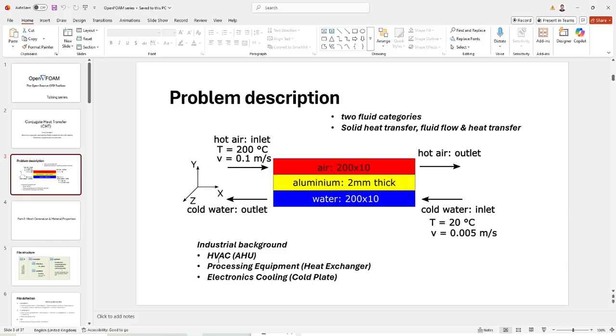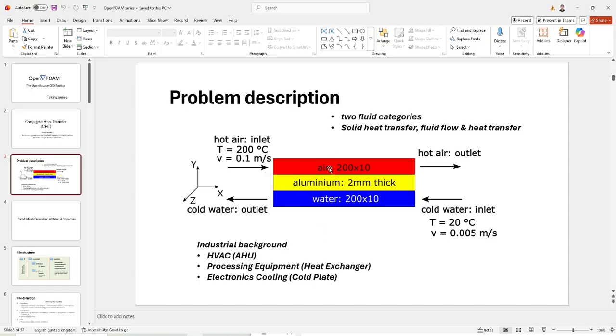For example, in heating, ventilation, and air conditioning, we have some air handling units. The air is flowing through, and cold water or hot water is here. We need to cool the water, cool the air, or heat the air by using water. Of course, we have the heat exchanger or heat transferring medium using some solid materials. Here we use aluminum.